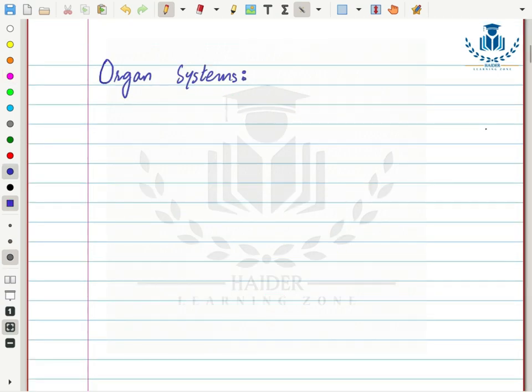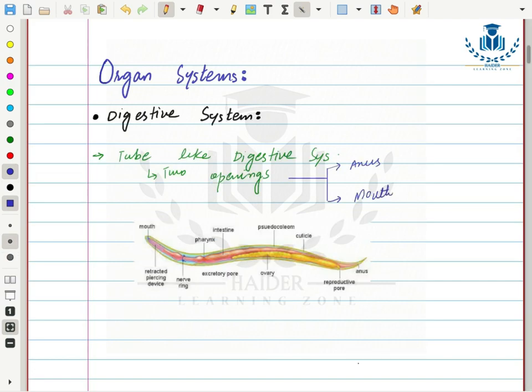Now we will discuss the different organ systems present in roundworms. First system is the digestive system. The roundworms basically have a tube-like digestive system, which is a type of digestive system with two openings. One opening acts as the anus and the other opening acts as the mouth.